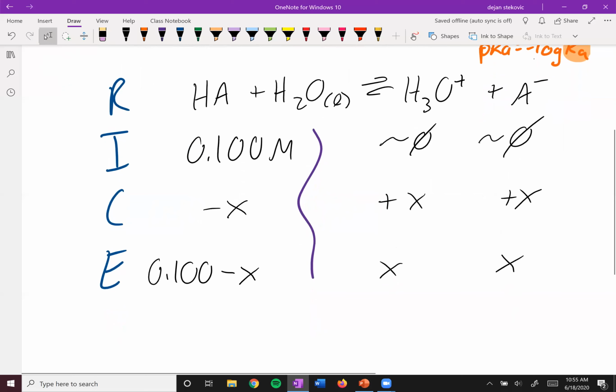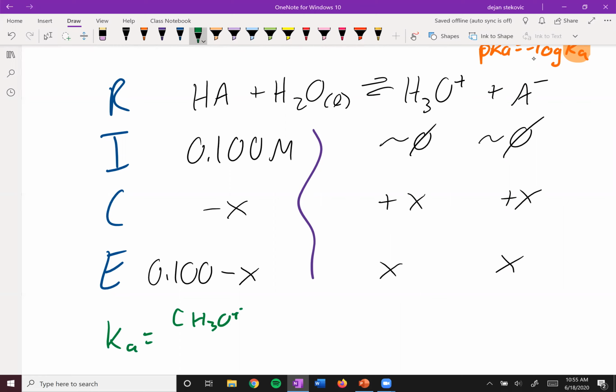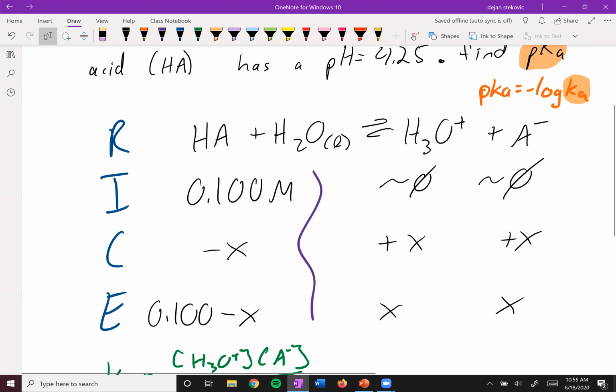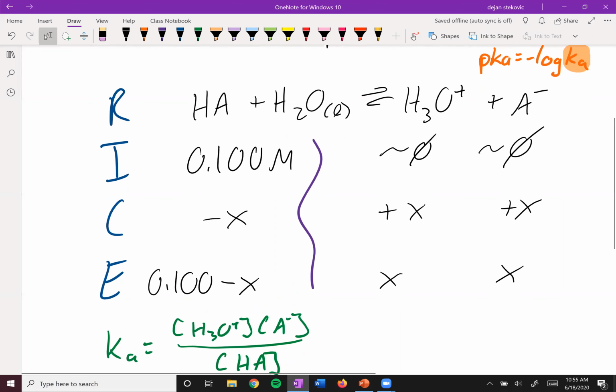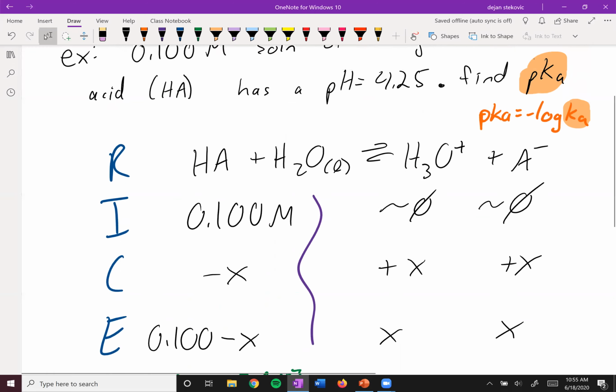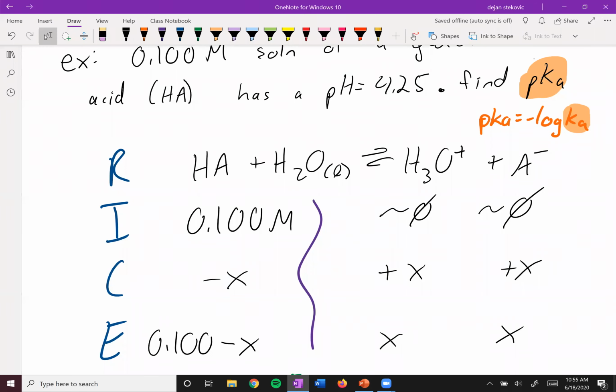And then we can write our Ka, which is going to be equal to the concentration of H3O plus or H plus times the conjugate base divided by the HA, the original acid. But this time we're not given the value of Ka, so we don't know what this numerical value is. So let's see what other information we are given.